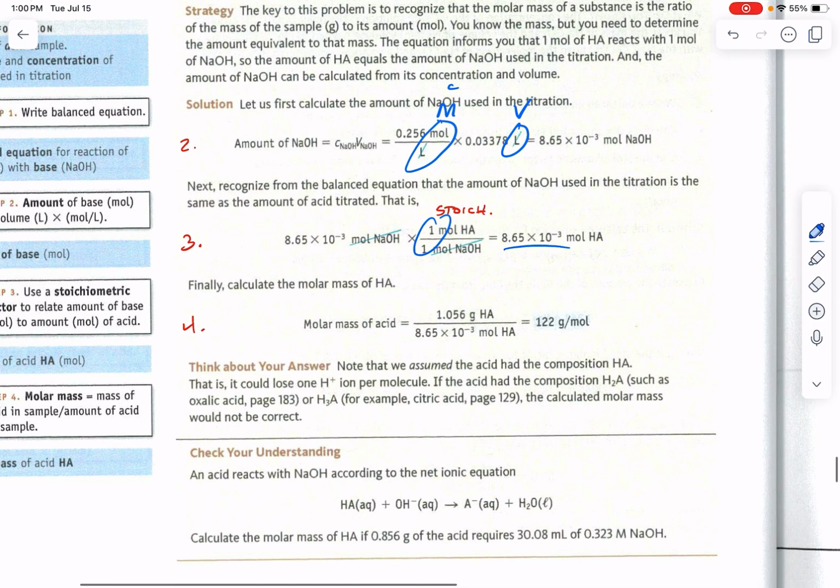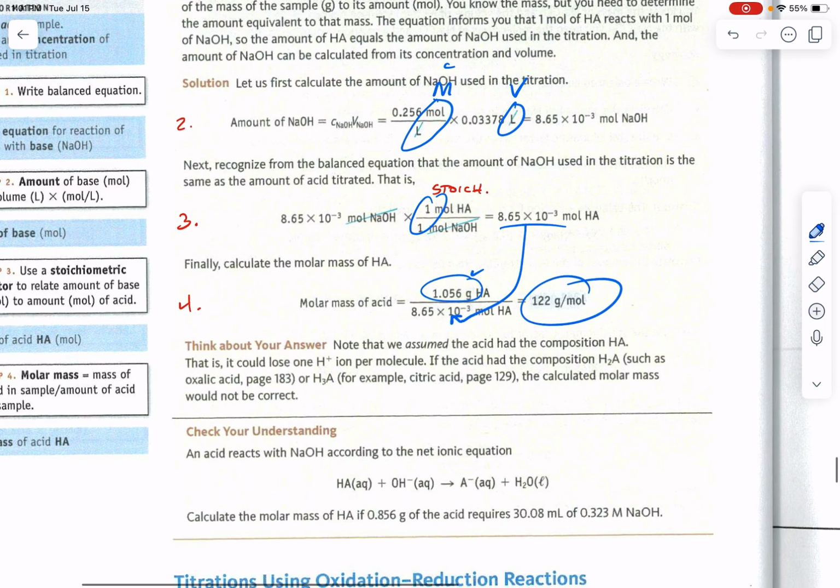And then when I take my moles of weak acid, I can convert it into grams. I'm given the grams of my weak acid in the original problem. Organic acids are often solid, like oxalic acid, for example. And so if I'm given this in the problem and I've just calculated my moles of weak acid, then I just simply divide the one into the other to get the molar mass, 122 grams per mole.